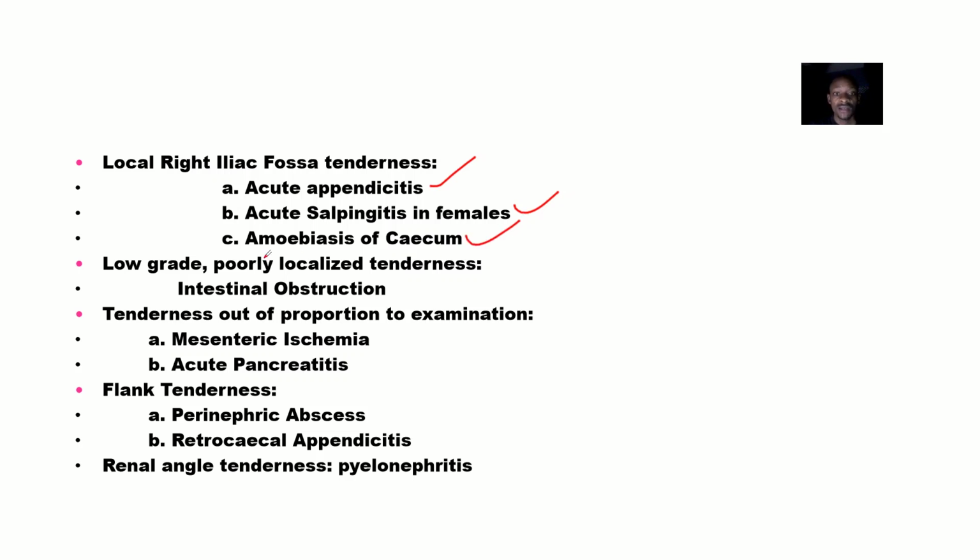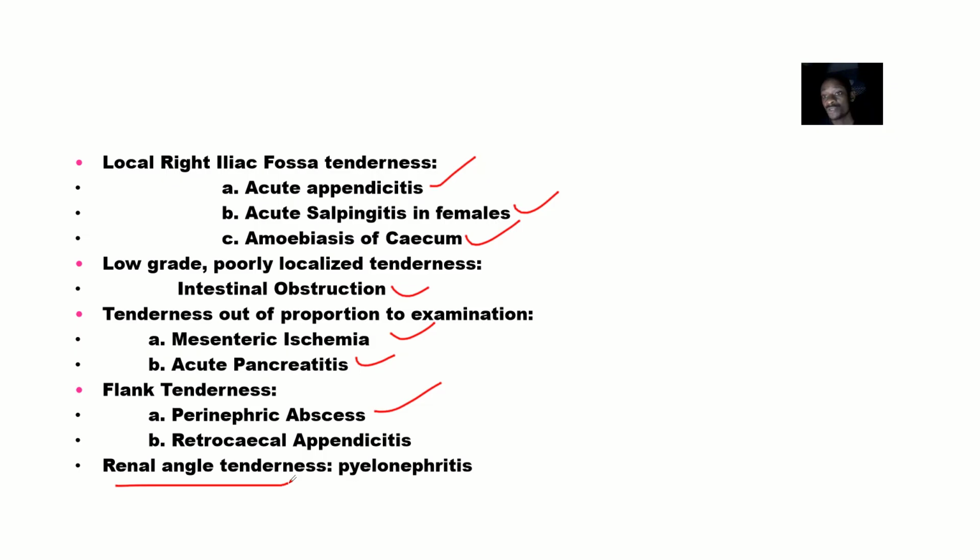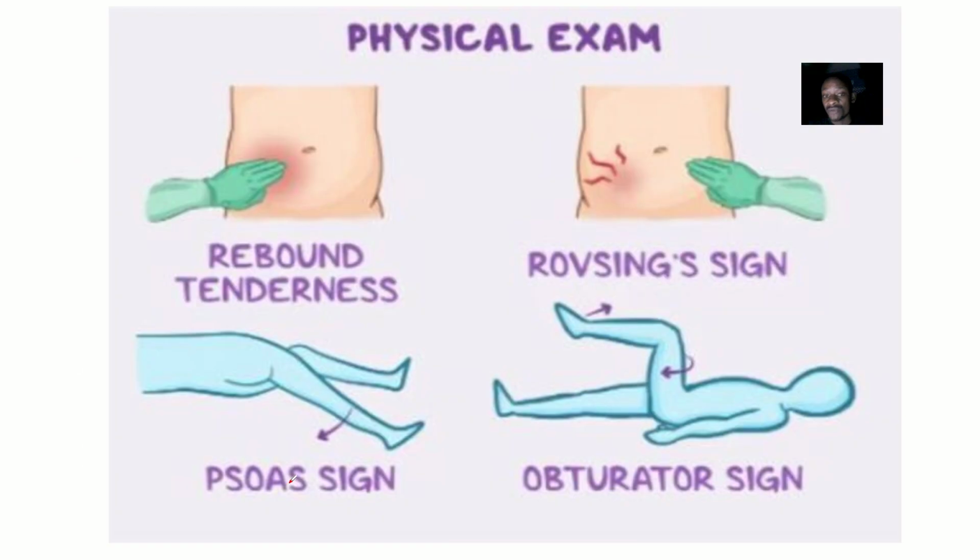Then low-grade poorly localized tenderness indicates what? Intestinal obstruction. Then tenderness out of proportion to examination indicates what? Mesenteric ischemia, acute pancreatitis. Then if there's tenderness on your flanks, it indicates perinephric abscess or retrocecal appendicitis, right? Then if there's renal angle tenderness, that's around the kidney, it indicates what? Pyelonephritis. That's inflammation of the tissues around the kidney.